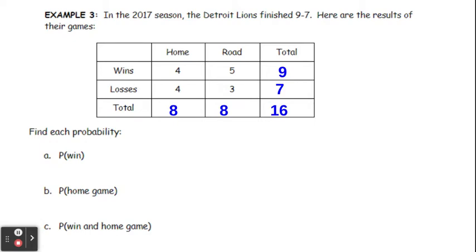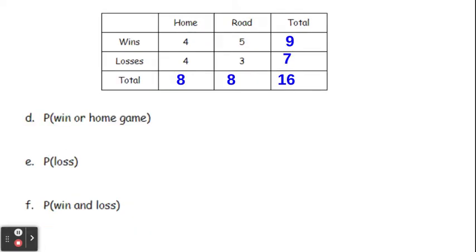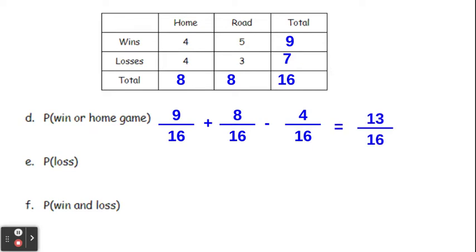The probability that the Lions get a win would be 9 out of 16. The probability that they have a home game is 8 out of 16. The probability they win and are playing at home is 4 out of 16. The probability they win or are at home would be the probability they win plus the probability they're at home minus the overlap, which would give us a total of 13 out of 16.